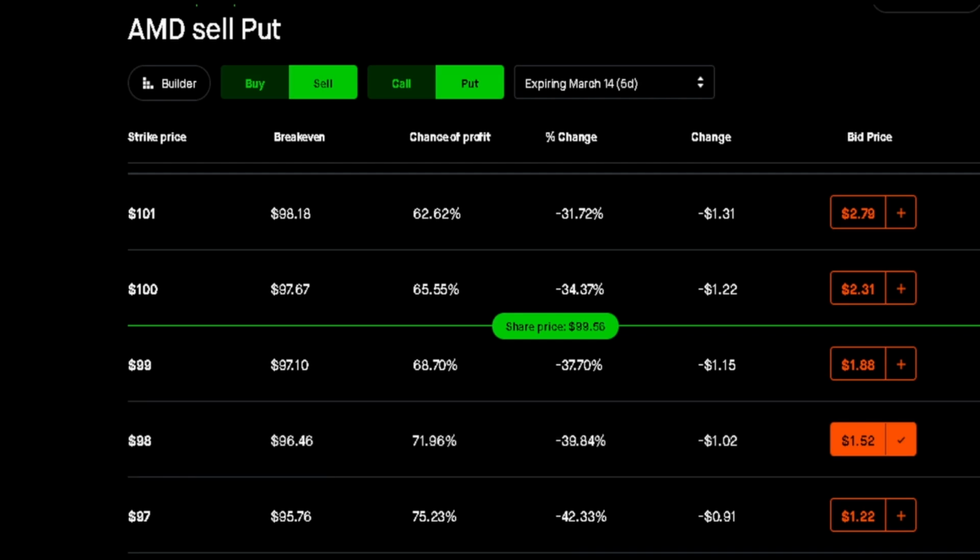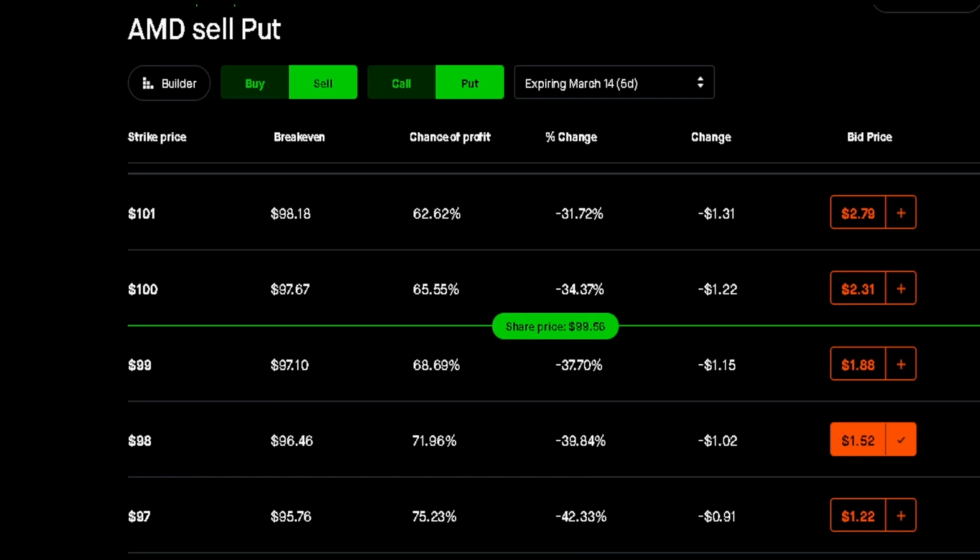But the key word here is cash secured. You need to have enough cash in your account to buy the stock if the price goes below your strike price. In other words, you're saying, I'll buy this stock if the price drops below this point. In this example, you would have to have enough money in your account to buy 100 shares of AMD at $98 per share, so you would need $9,800 as cash for the collateral.